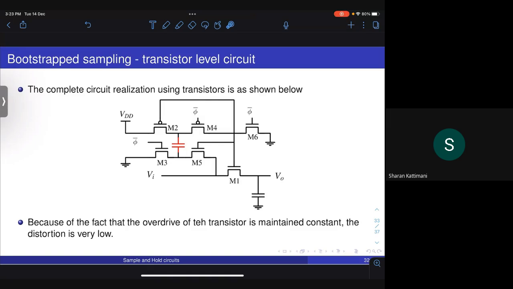Generally, if you are looking for a very precise sampling process, let's say for a high resolution A to D converter, practically any A to D converter of more than 8 to 10 bits will require very low distortion sampling, wherein you will have to use some kind of bootstrap sampling. Okay, any questions about bootstrap sampling as such?